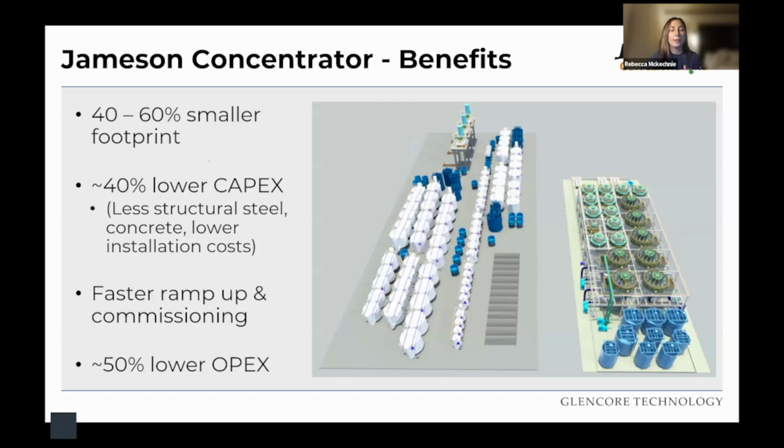And as the Jamison cells have no moving parts inside them, as I mentioned, there are also significant savings associated with things like power costs, and fewer costs associated with spares and maintenance as well.